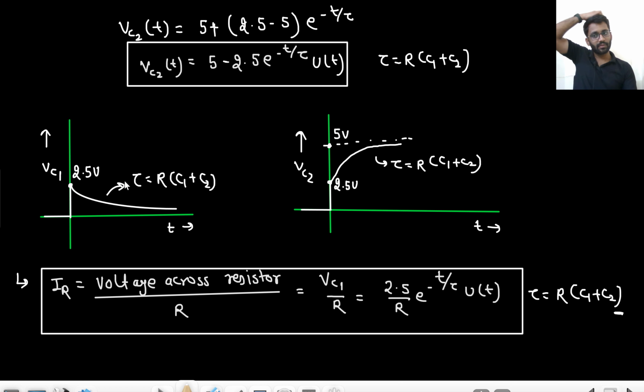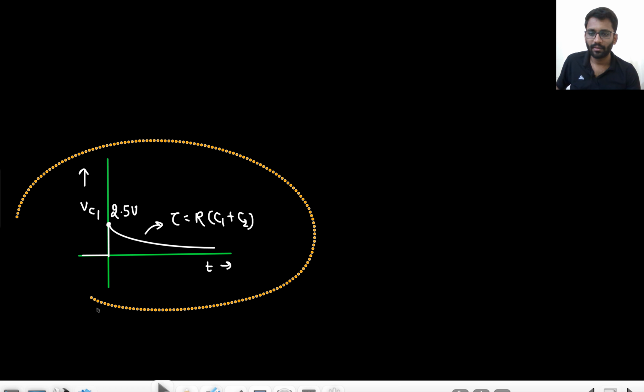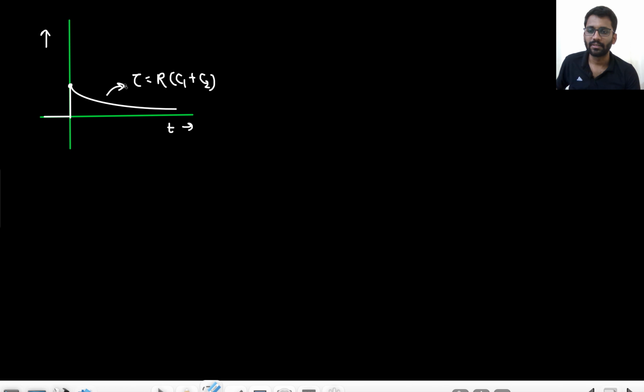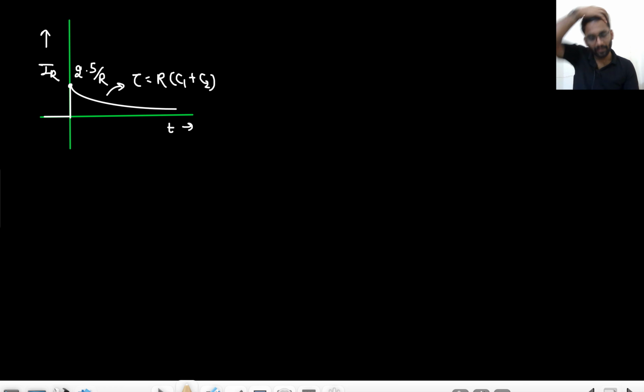So the same graph will be there. If I need to make the graph of IR, this same graph will be there. I am making the graph of IR. Just remove this. The value will be 2.5 by R. So initially there is 2.5 by R current, and then this goes down to 0. Now commenting on IC1 and IC2.